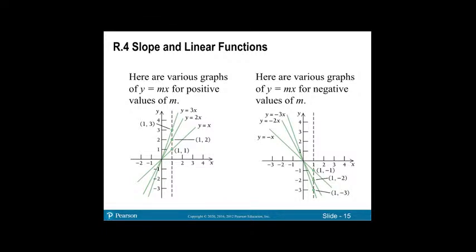For positive slope on the left, notice it has a positive slope. If we take one of these lines and trace it left to right, notice it goes up, right? On the right-hand side, as we trace it left to right, notice it goes down because it has a negative slope. As we trace this from left to right, it goes up with a positive slope.